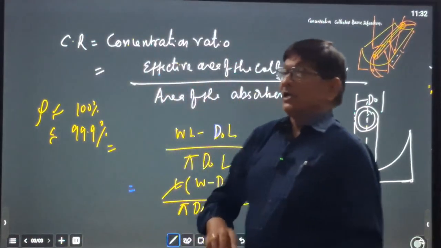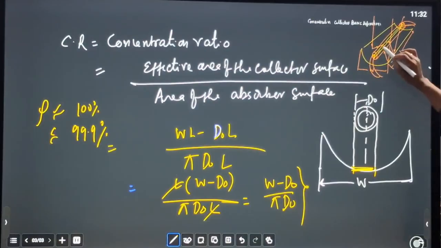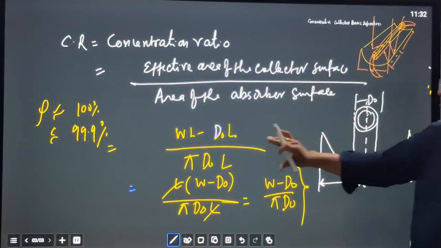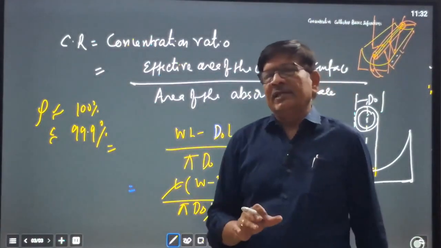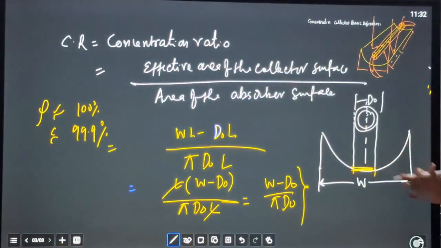It means radiation coming on the surface is reflected anywhere. Either it reaches the observer surface or not, but it will be reflected, not absorbed. So 99.9% of the beam radiation coming on the surface of the collector is reflected, but it is not guaranteed that the reflected beam radiation reaches the observer.